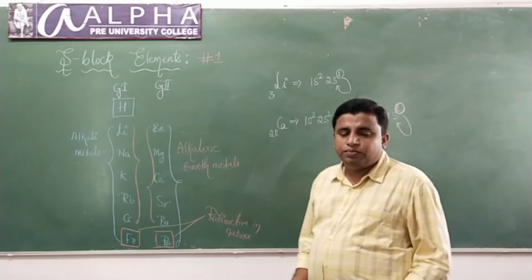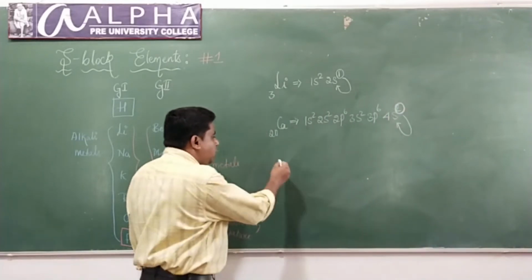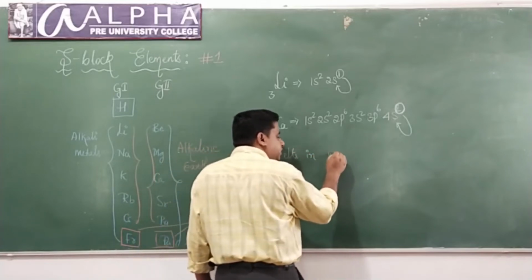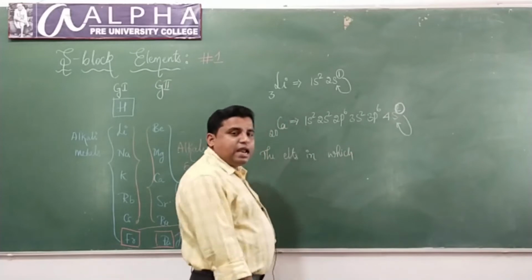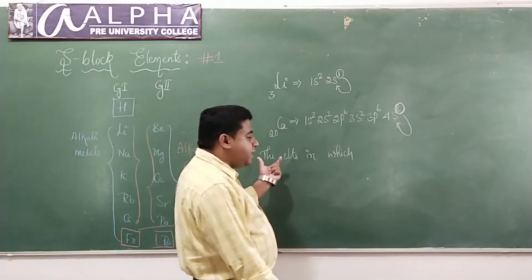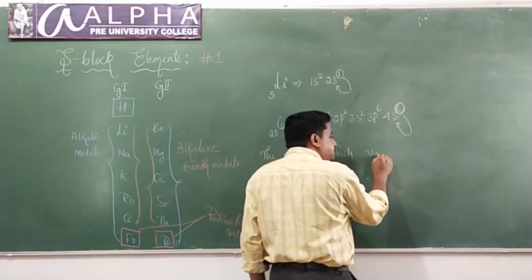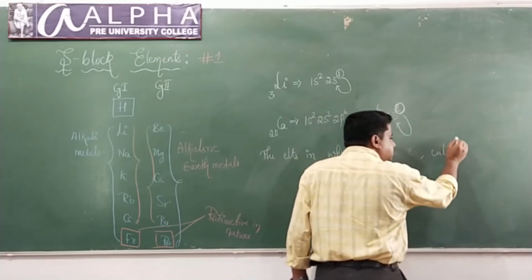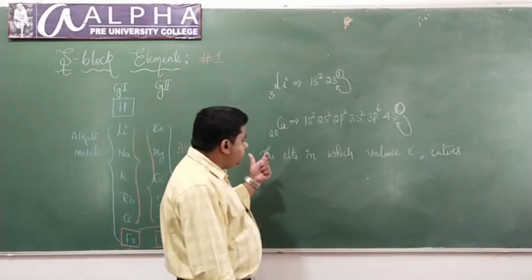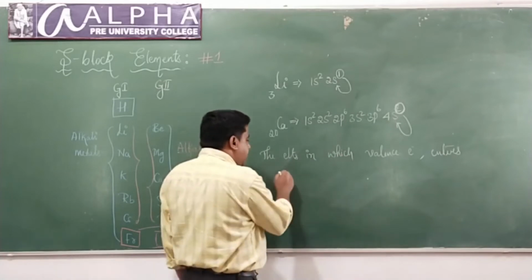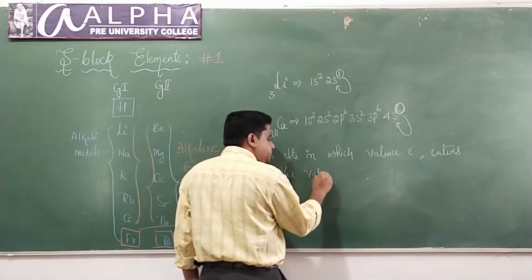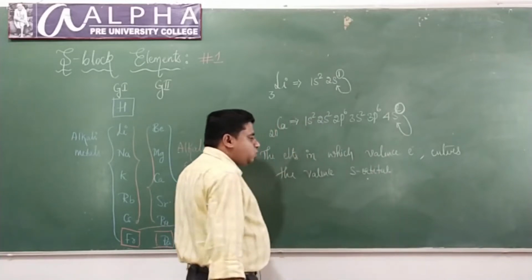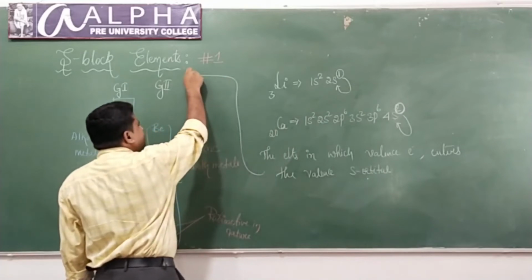So in general, what are S block elements? Look here, the elements in which the last electron, called the valence electron, enters the last s orbital. Last means valence. The elements in which the valence electron enters the valence s orbital are called S block elements.